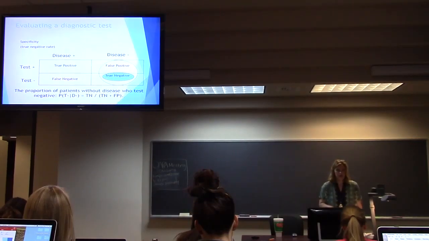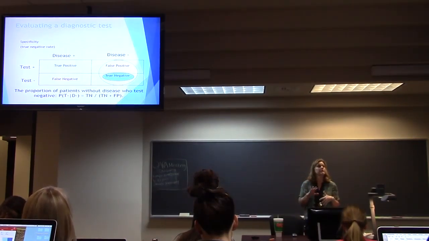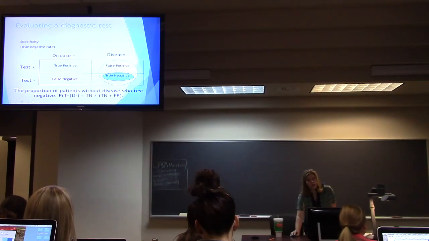Specificity is your true negative rate. Of all the patients who do not have the disease, how many of those will test negative? So on your numerator on top, you'll have all the people who do not have the disease who test negative. You'll take that as a rate out of all the people who do not have the disease.